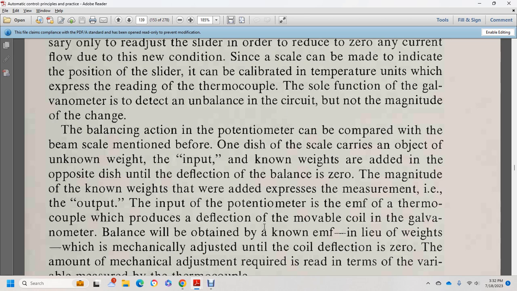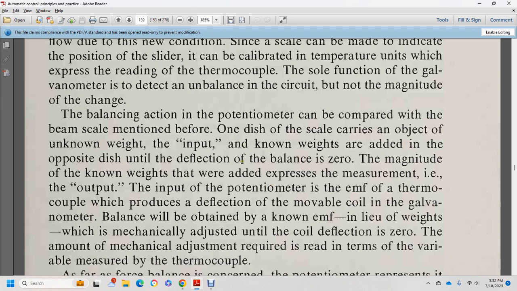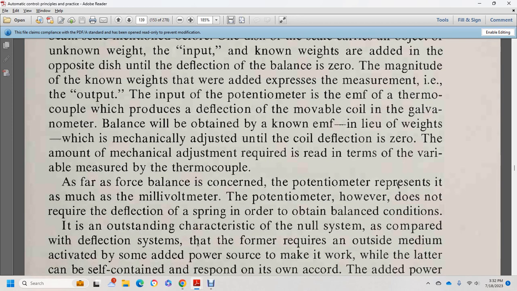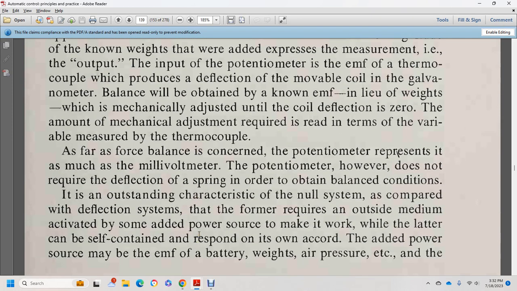In the measurement, the input to the potentiometer, the electromotive force of the thermocouple, produces a deflection with the movement of the coil of the galvanometer, which is then balanced with a known EMF. The weights are mechanically adjusted until the coil deflection is zero, and the amount of mechanical adjustment required is read in terms of the variable measured by the thermocouple. Its force balance represents the potentiometer, as much as the millivoltmeter does.